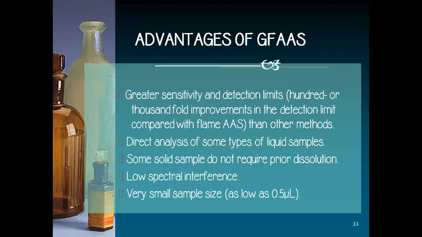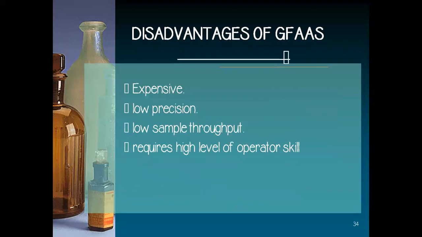Now, what are the advantages of the graphite furnace? It offers greater sensitivity and detection limits. A 100 or 1000 times improvement in the detection limit is obtained as compared to normal flame atomic absorption spectroscopy and the other methods. And direct analysis of some samples and some types of liquid sample is possible in GFAAS. Some solid samples do not require prior dissolution, and we get lower spectral interferences if we use a graphite furnace. And a very small sample size is required, as low as 0.5 microliters, enough for analysis of the sample.